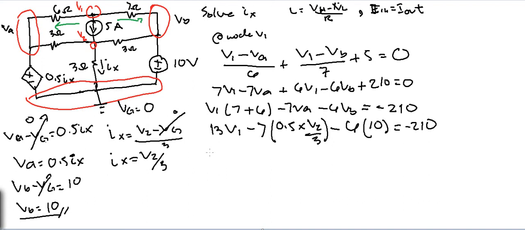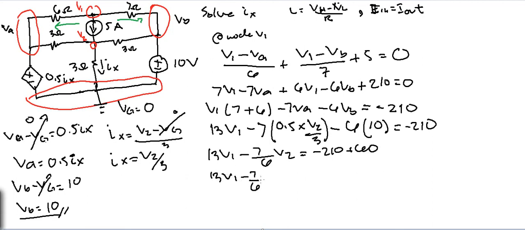Here we collect like terms. We have 13V1 and 7 times 0.5. We know that 0.5 is simply 1/2, so what happened here is 7 over 6 V2 is equal to negative 210 plus 60. We have 13V1 minus 17 over 6 V2 is equal to negative 150. Now, this is one of our equations.